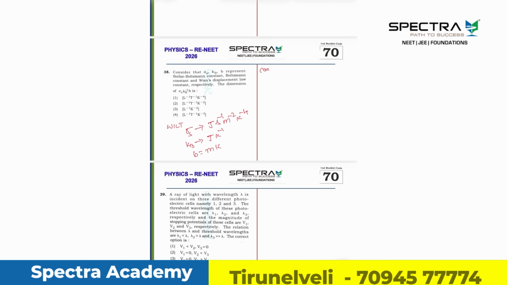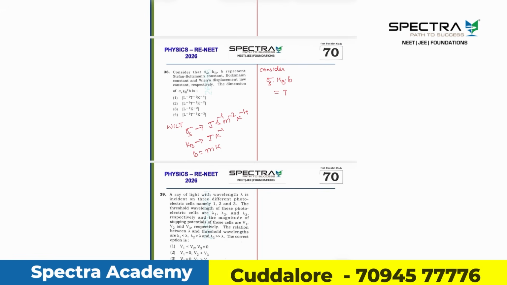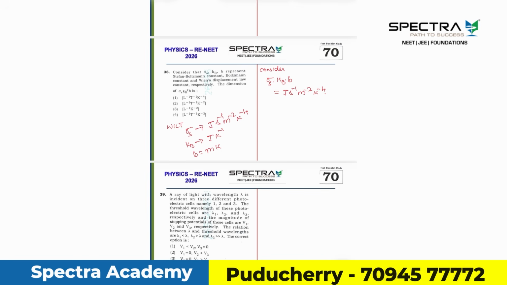Now consider the given quantity here. What is the given quantity here? Sigma s into kb power minus 1 into small b will become equal to, just do simplification by substitution here. Only the unit you can do, no need to go for exact dimensions also here. kb power minus 1 right here, kb power minus 1.